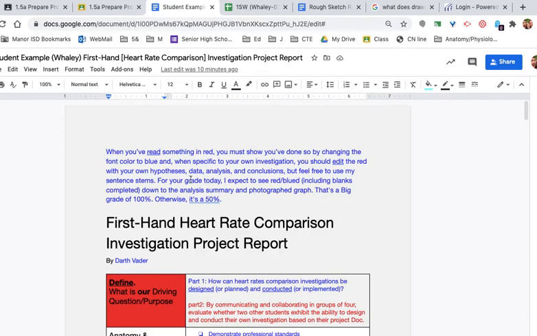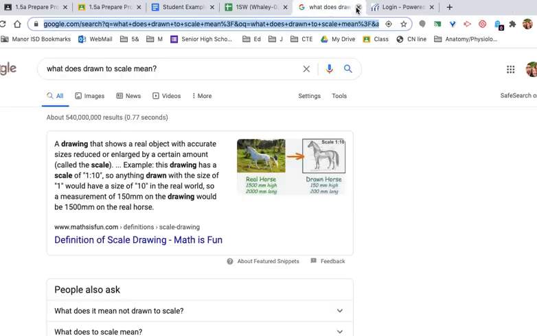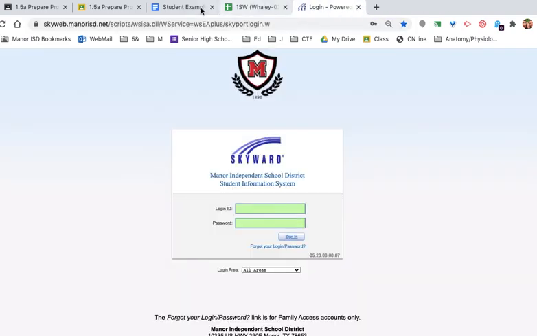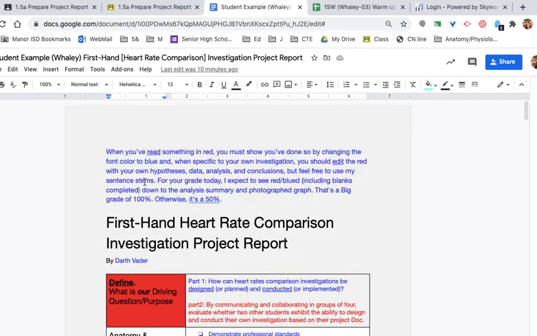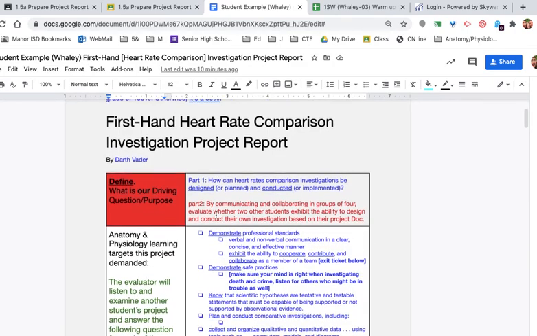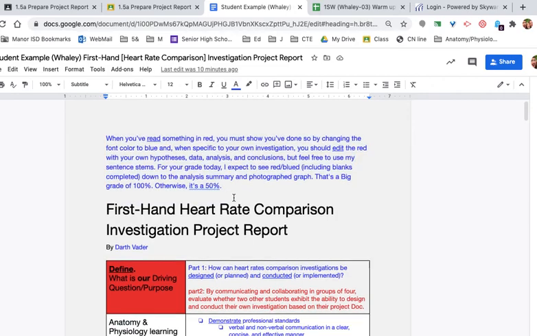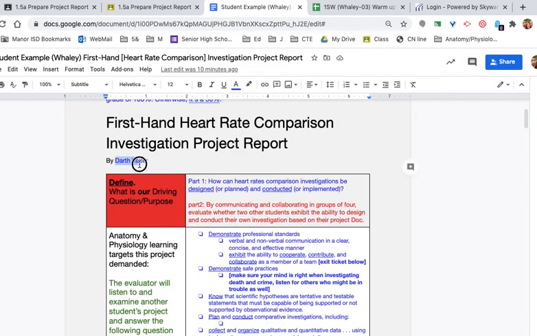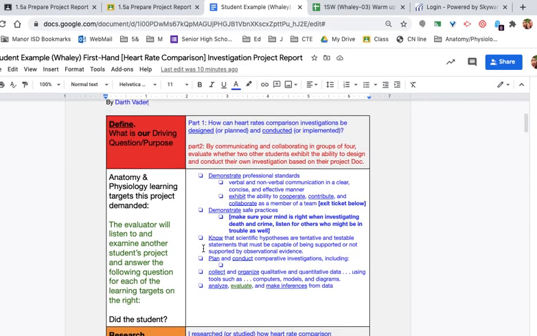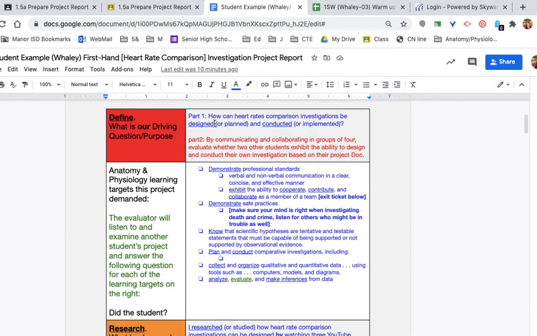So your report might look something like this, students, hopefully. Let me close this with just a couple of irrelevant things. As I scan this really quickly, I see they read it. The instructions are blue. They've changed the name to Darth Vader. That's one of my students, believe it or not, that's their name. And they've defined the question really simply by reading it and changing it to blue for part one.